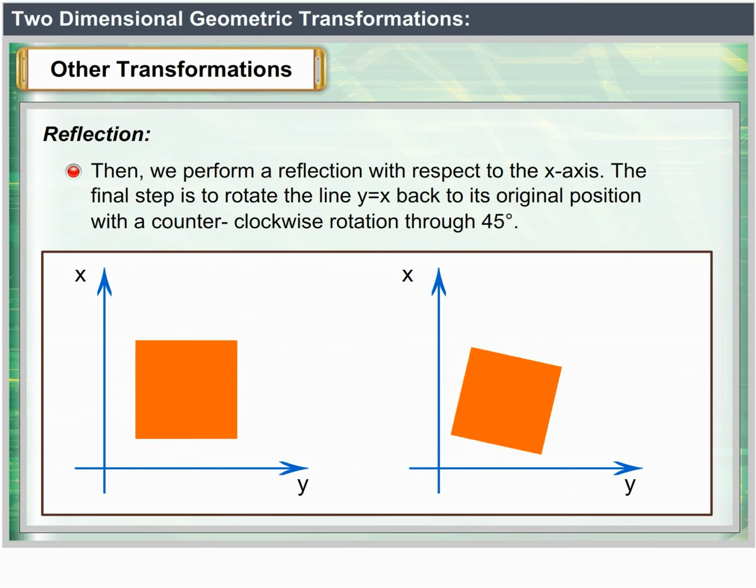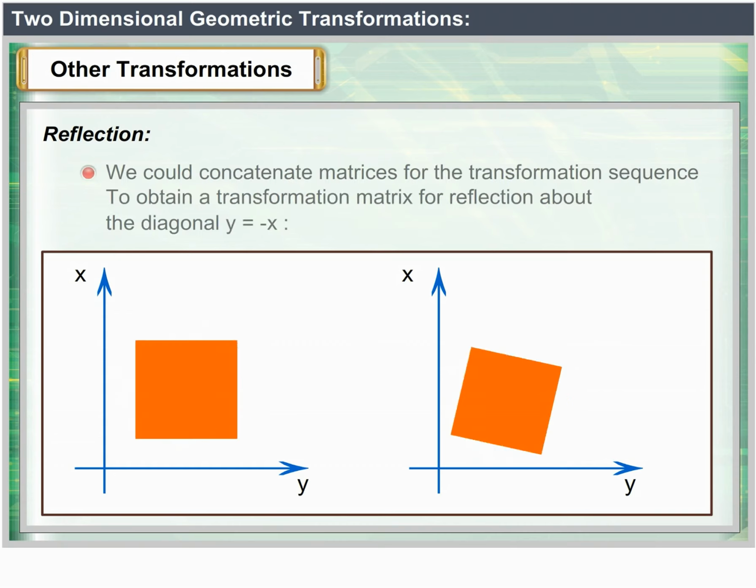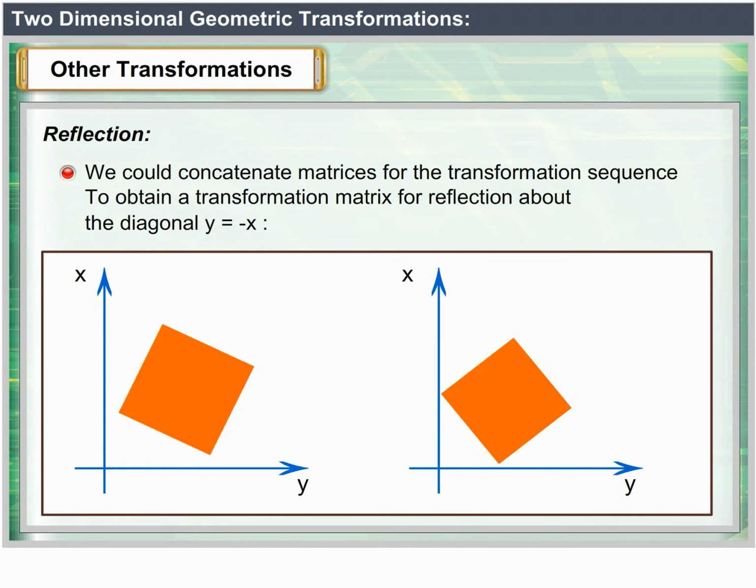An equivalent sequence of transformations is first to reflect the object about the x-axis and then to rotate counterclockwise 90 degrees. To obtain a transformation matrix for reflection about the diagonal y equals minus x, we could concatenate matrices for the transformation sequence: clockwise rotation by 45 degrees, reflection about the y-axis, and counterclockwise rotation by 45 degrees. The resulting transformation matrix will be as shown on the screen.